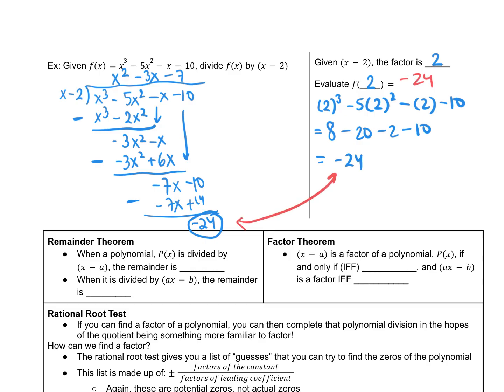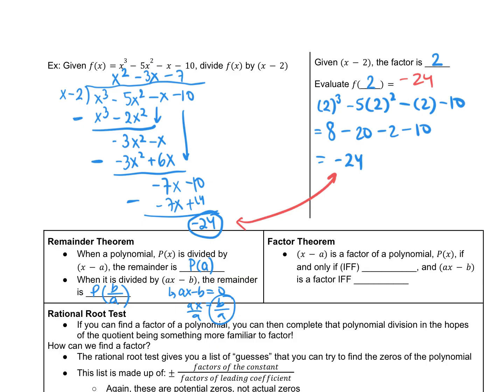So, when you do a division, you can get your remainder quickly by plugging that factor into your function. So that's what the remainder theorem is. When a polynomial p at x is divided by x minus a, the remainder is p at a. So plugging in the factor into your polynomial. When it is divided by ax minus b, so when it's a binomial but the x has a coefficient, the remainder is p at b over a. Because if I were to set that equal to 0 and isolate for x, there's the b over a.